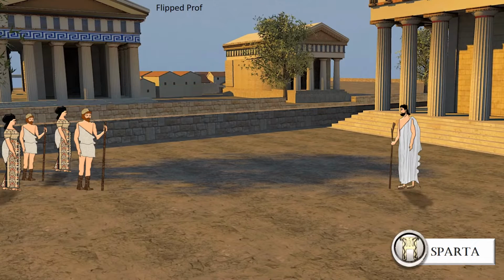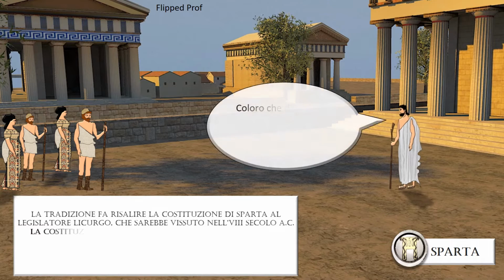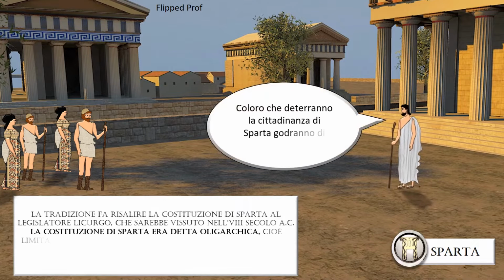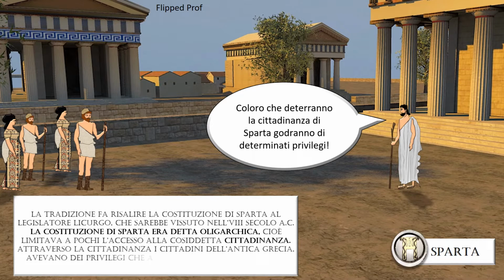Tradition traces the constitution of Sparta to the legislator Lycurgus, who would have lived in the 8th century BC. Sparta's constitution was called oligarchic, that is, it limited access to so-called citizenship to a few. Through citizenship, citizens of ancient Greece had privileges, and other people did not.